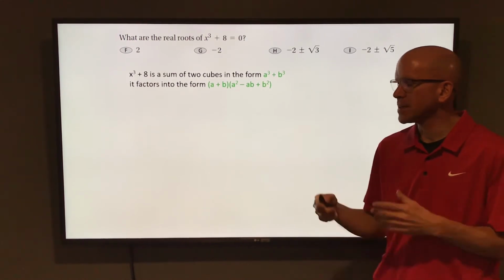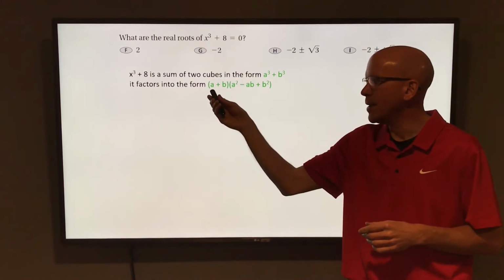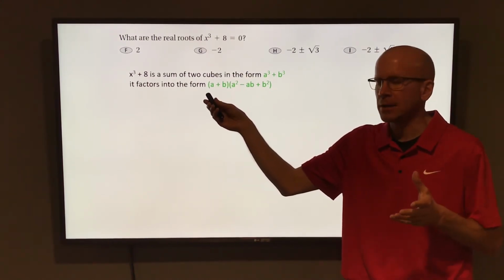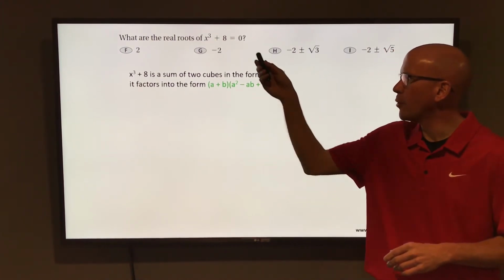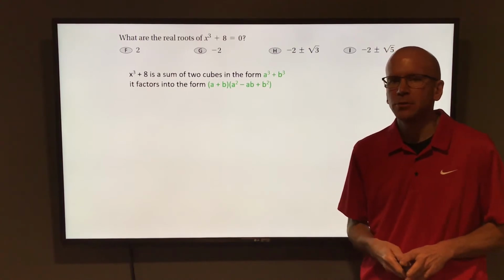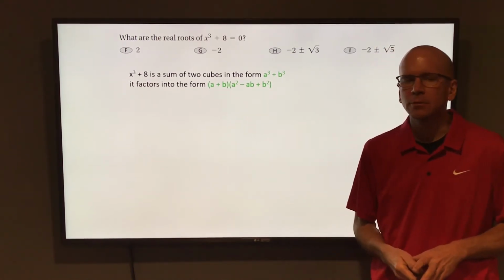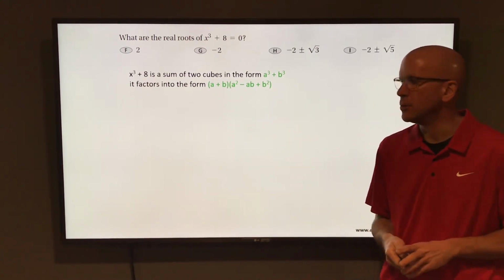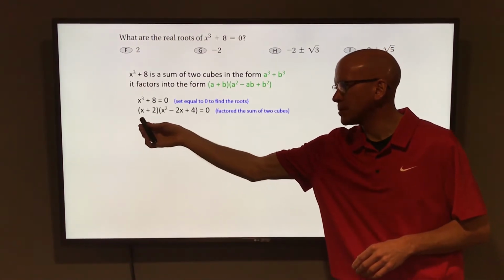So to factor this, you have to figure out what a and b are. If a to the third is x to the third, then a would be the cube root of that. The cube root of x to the third is x. So wherever there's an a, that's going to be x. And if b to the third is 8, b is the cube root of that. That is 2. So wherever there is a b, there's going to be 2. So it's going to be x plus 2. What that factors into is x plus 2.